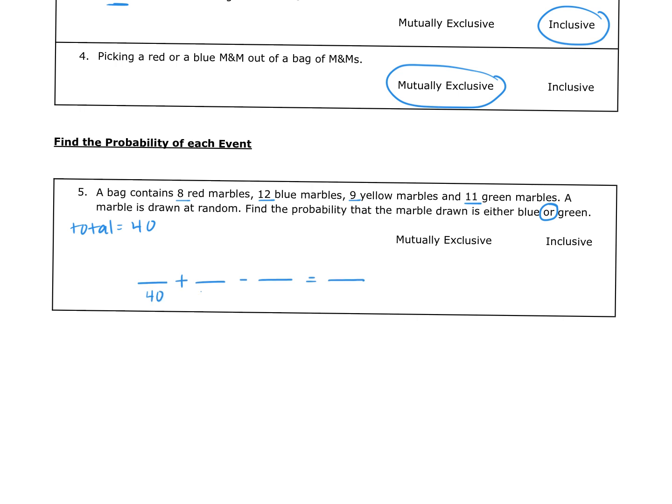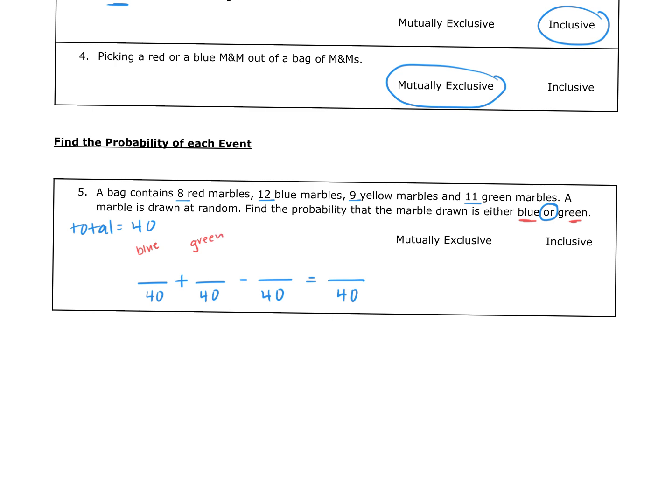Whatever your total is, your bottom's going to be the same all the way through because when you add and subtract fractions, the bottom number has to be the same. Your denominator has to be the same. So I'm just going to look at my word or, and I'm going to see what words are on either side. So the first word is blue, so I want this one to have blue. And the next word is green, so I want this one to have green.